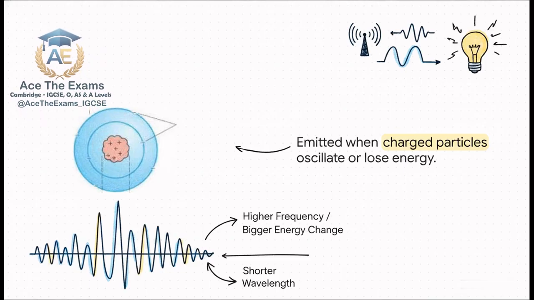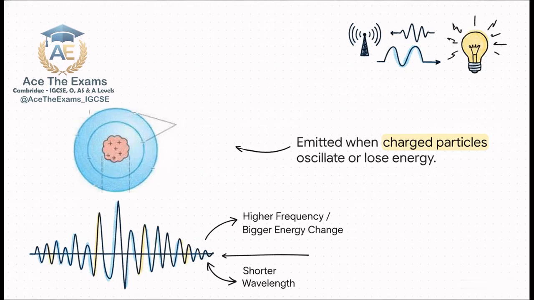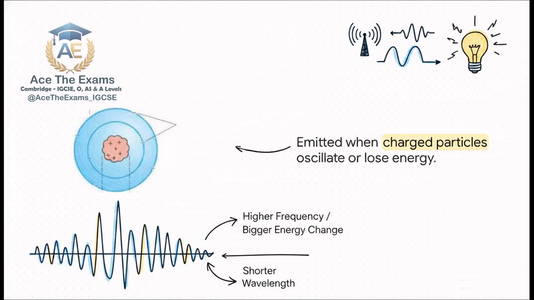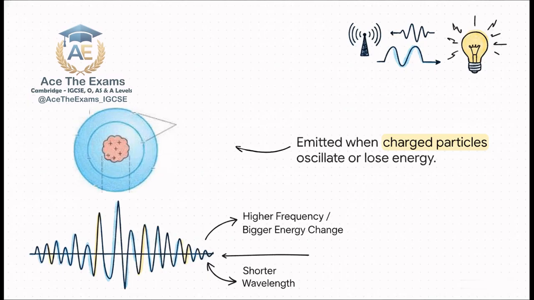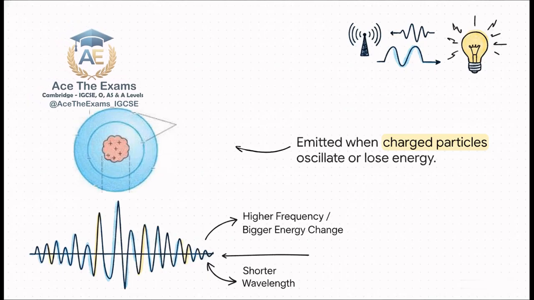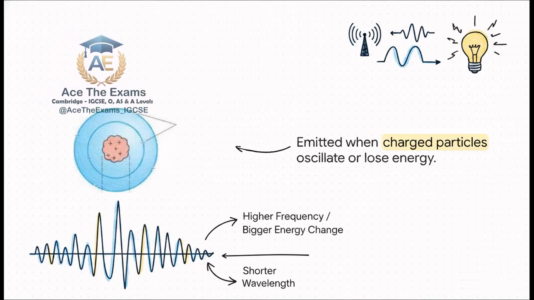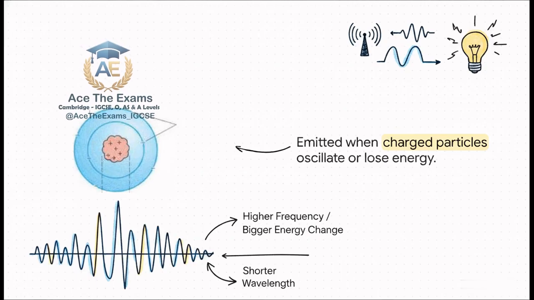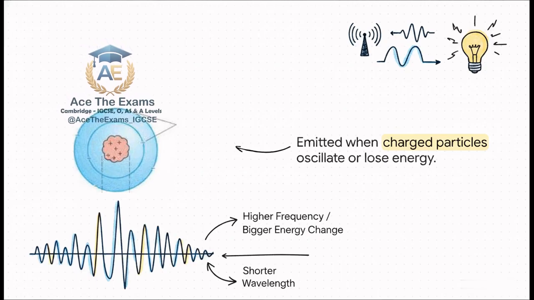Or take an old-school glowing light bulb. The atoms in that super hot filament are vibrating frantically, and because of that intense vibration, they emit infrared and visible light. And going back to our equation, the higher the frequency of that atomic oscillation or the bigger the energy jump, the shorter the wavelength of the wave it shoots out.